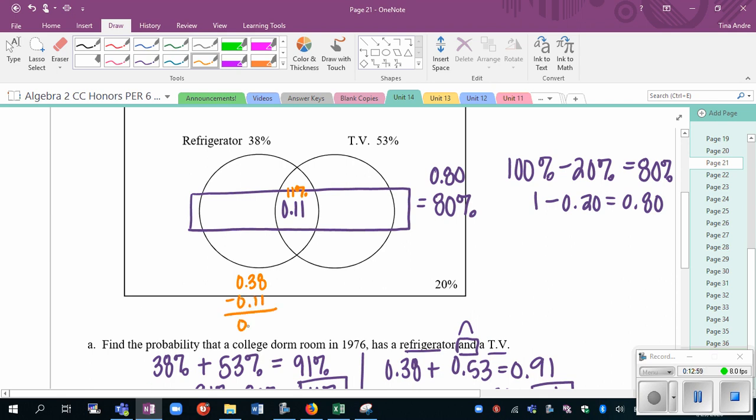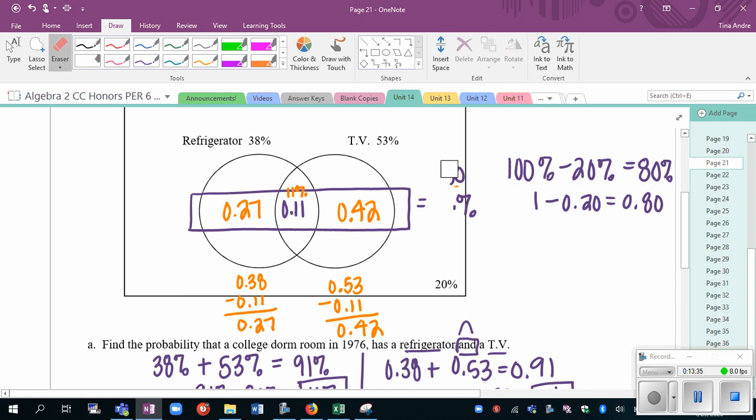So that gives me 0.27, so 27%, or 0.27. And then if 53% of people have a TV, well, how many of them just have a TV and not a refrigerator? Well, take the 0.53 minus the 0.11, and I get 0.42. So 0.42, or 42% of people have just a TV and not a refrigerator. And if you add these up, it's going to take you to that point.